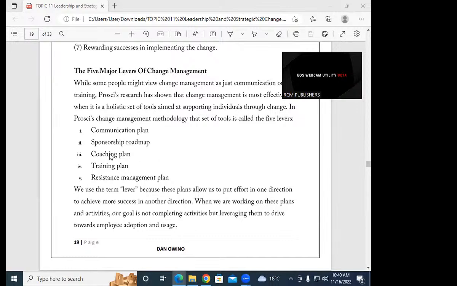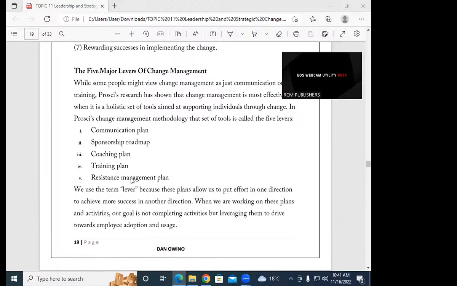Number 3 is the coaching plan. The coaching plan is a way of giving some guidelines and instructions to the stakeholders who are going to be involved in the change process. Next, we can also do the training. We can have a training program as a way to ensure that changes are effectively adopted.